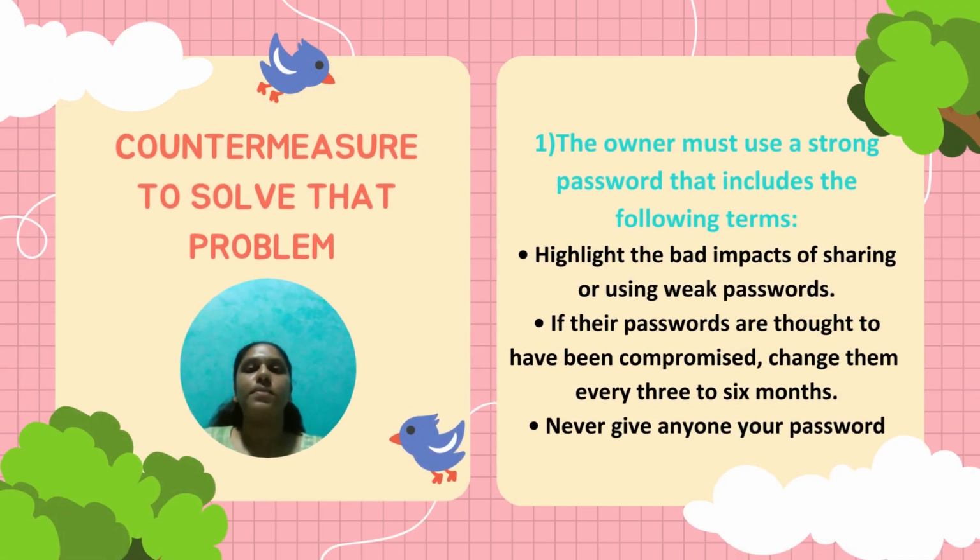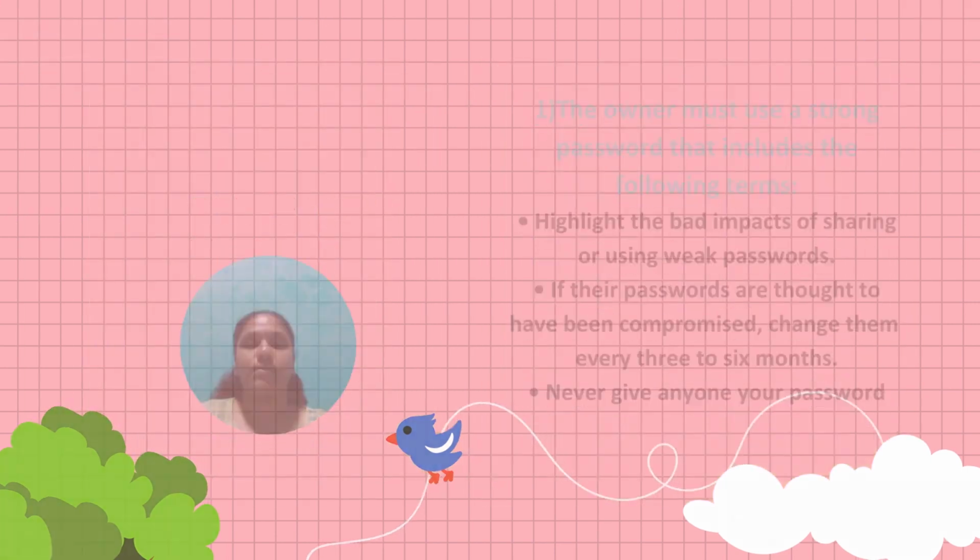The first one is that the owner must use a strong password, and there are some terms for it. First, they must highlight the bad impacts of sharing their password with someone or using a weak password. Next, if they think their password is compromised by someone else, they have to change it every 3 to 6 months. Next, they must never share their passwords with anyone.